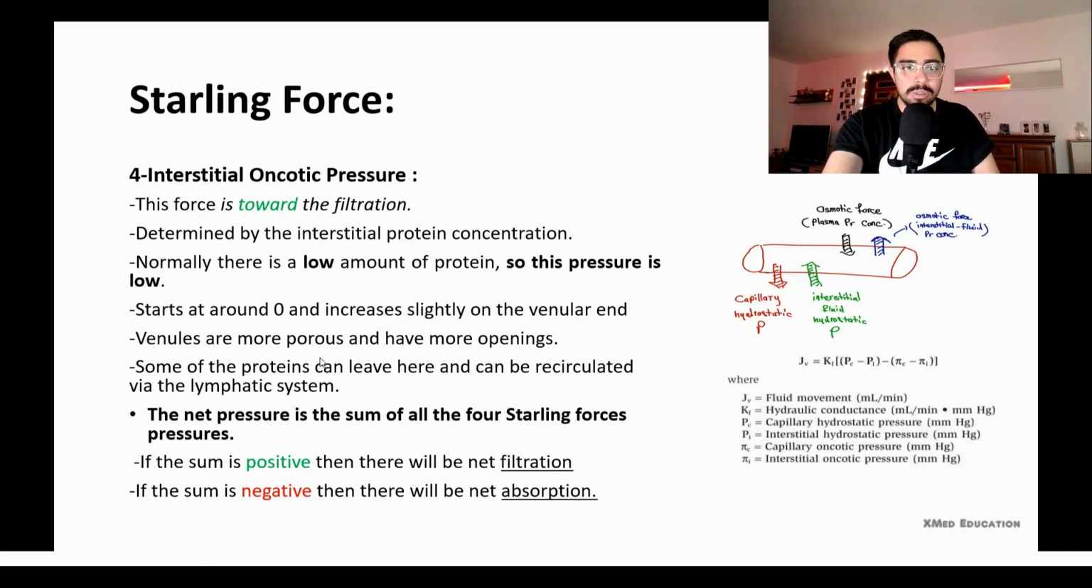And at the venule part there are some lymph vessels that can take up the proteins inside the interstitial fluid, which we're going to talk about. So in the whole equation, if the fluid movement is positive, and I'm going to explain it with an example for better understanding, so if this equation is positive in total, we have a filtration. It means that the capillary hydrostatic pressure is greater than the oncotic pressure, so fluid will go to the interstitial space. But if the sum is negative, we're going to have absorption.